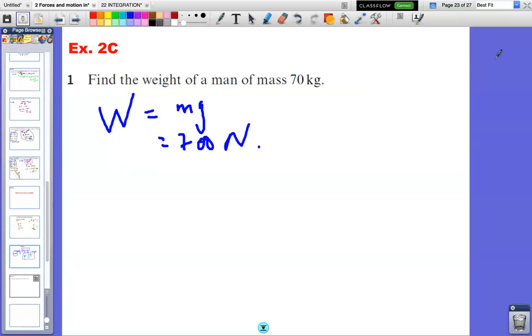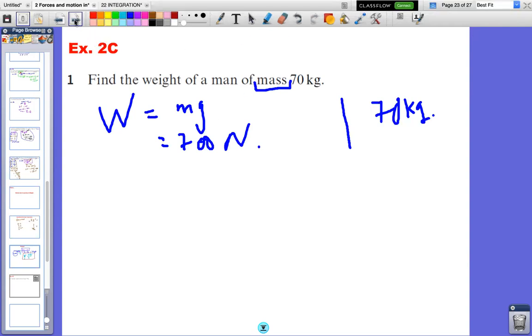You see that in real life, sometimes you go and stand on a scale in the hospital and they tell you that your weight is 70 kilograms. Actually, what they say is that your mass is 70 kilograms, not your weight, right? The weight, which is the force due to gravity, is your mass times your g. And if your mass is 70 kilograms, then your weight should be about 700 newtons.